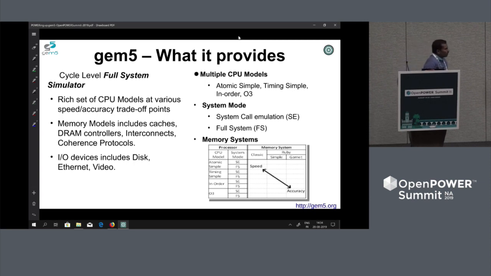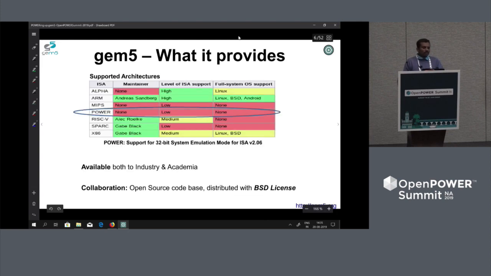What is shown in the small table is that there are 4 kinds of CPU models, starting from the atomic simple to the timing simple, which is a functional simulator with a minimum amount of timing information associated with it, an in-order pipelined CPU, and a completely out of order CPU. The range of trade-off is also shown: the simple functional simulation will take very little time but will be least accurate, whereas when we are running in out of order mode the simulation will take much longer, but we get more accurate results.